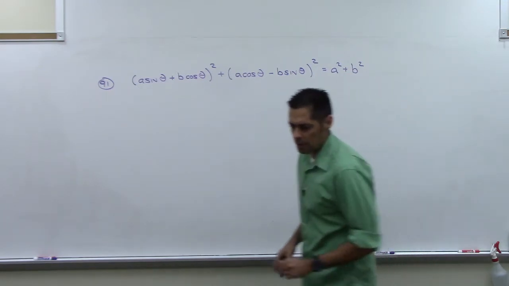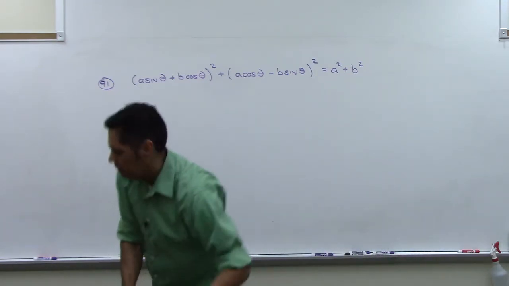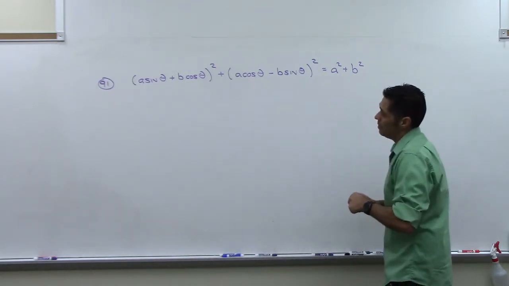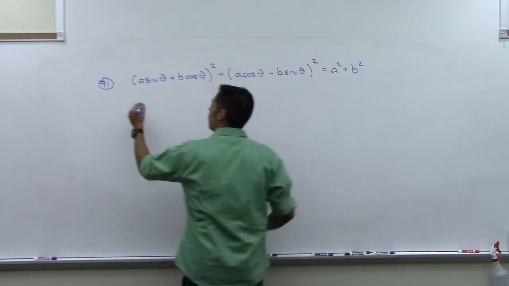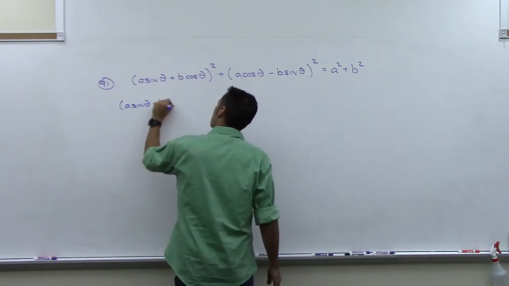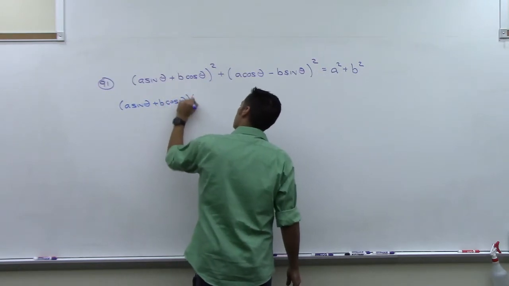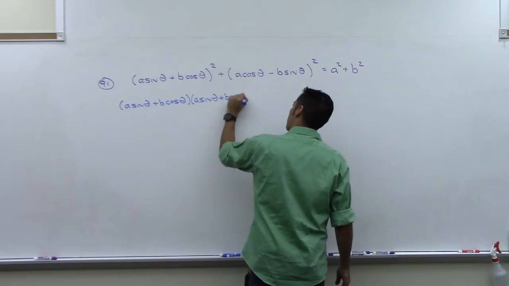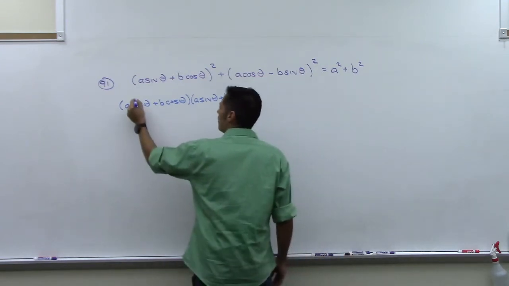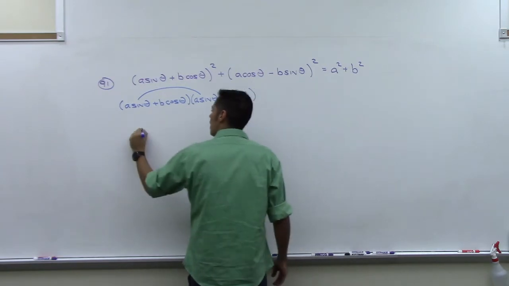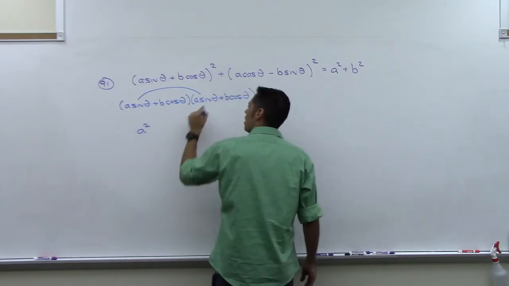How are we doing on markers here? Need some fresh ones. All right, I'm going to square this. So I'm going to multiply it times itself: A sine theta plus B cosine theta times A sine theta plus B cosine theta. So I'm multiplying it times itself, and then I'm going to FOIL. When I multiply this times this, I get A times A, which is A squared, sine times sine, which is sine squared.